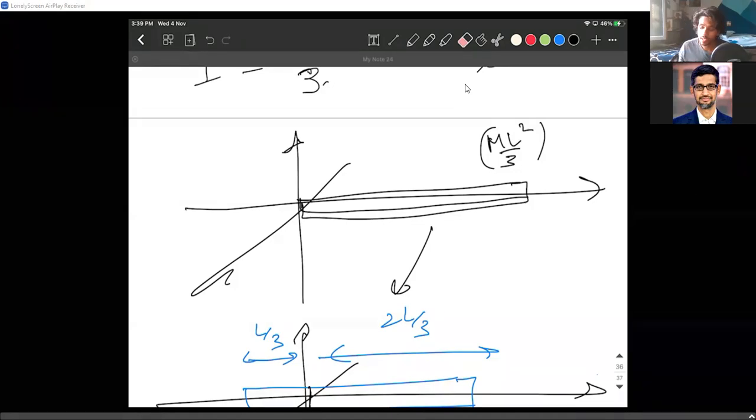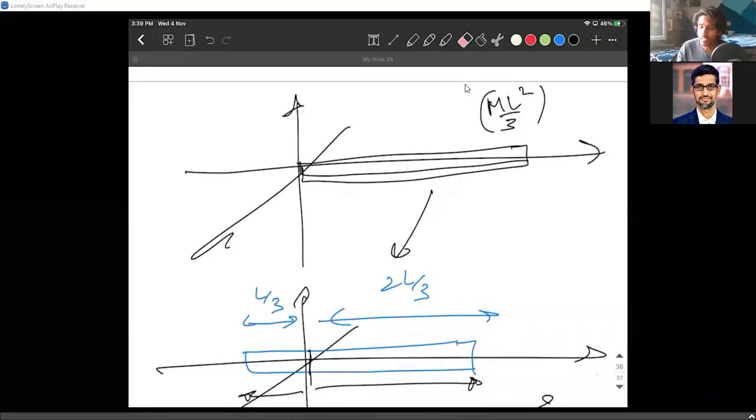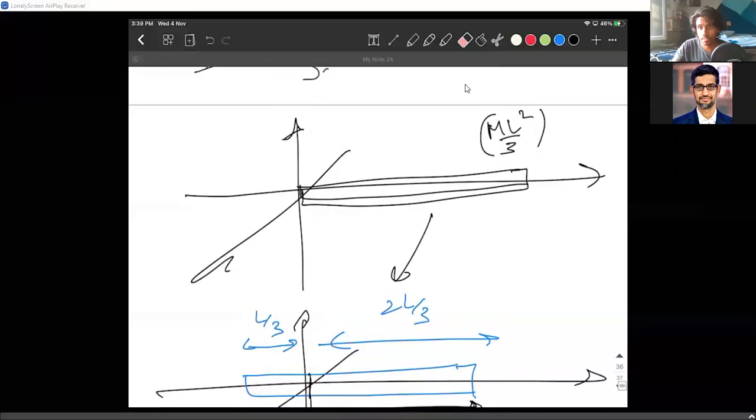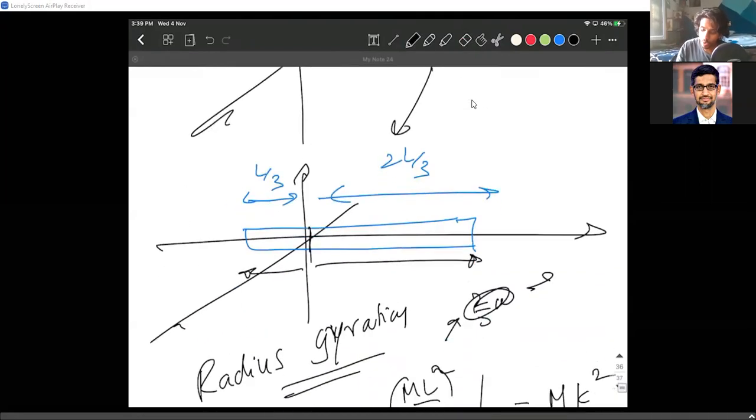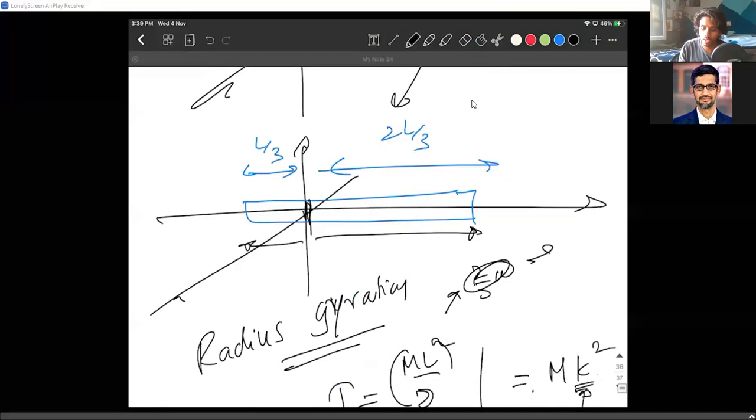All right, so let's look at the problem. In yesterday's problem, I told you how to find the moment of inertia of this thing. We got it as ml square by 3. And even after that, what if the rod is placed somewhere around here, where half of the length is on one side and half of the length is on the other side? How do you do it? You simply integrate from this end to this end. That is how we do it.